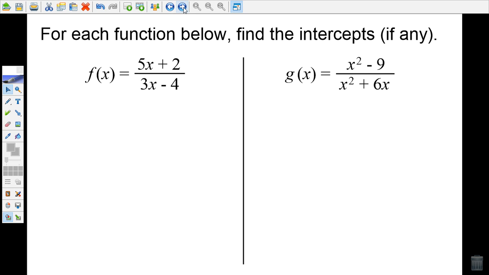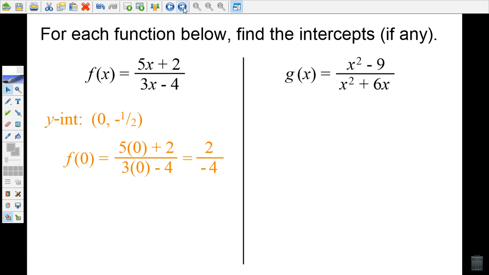So for f of x, to find the y intercept, I'm going to replace x with 0. So you can see I'm replacing all of the x's with 0, and we end up with 2 over negative 4. That reduces down to negative 1/2, so our y-intercept is the coordinate point, x is 0, y is negative 1/2. Okay, and that's all you have to do to find a y-intercept. Those should be pretty straightforward. X-intercepts are a little bit more thinking, but you've actually done this before when we were solving rational inequalities. Let's see if you can figure out how.